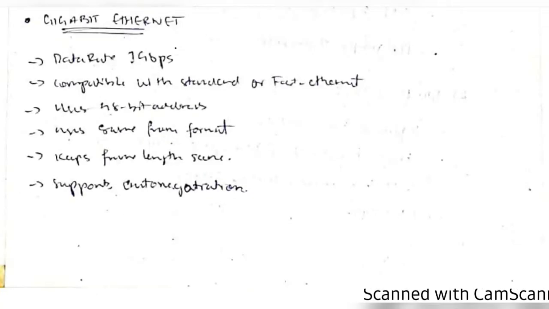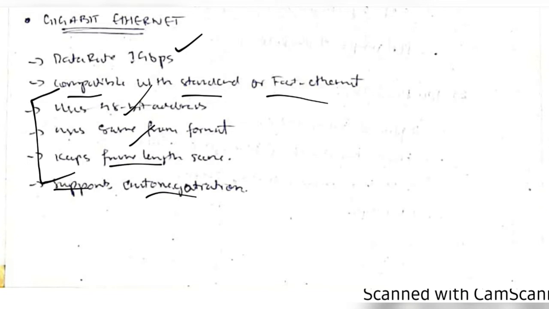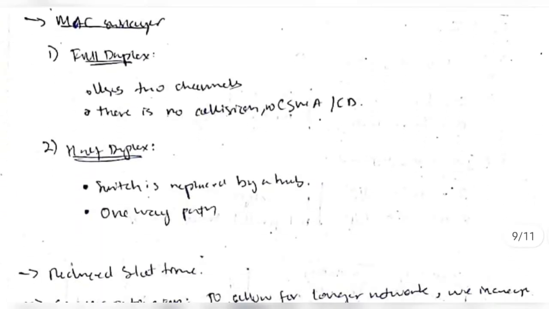The next one is the Gigabit Ethernet. Here the data rate is 1 GB per second, and it is compatible with the standard or fast Ethernet. It uses the same things: 48-bit address, and the same frame format and frame length, and it also supports auto negotiation. But the difference comes in the transmission: it uses full duplex or half duplex. In full duplex it uses two channels, and there is no collision because there is no CSMA/CD. And in half duplex the switch is replaced by a hub.